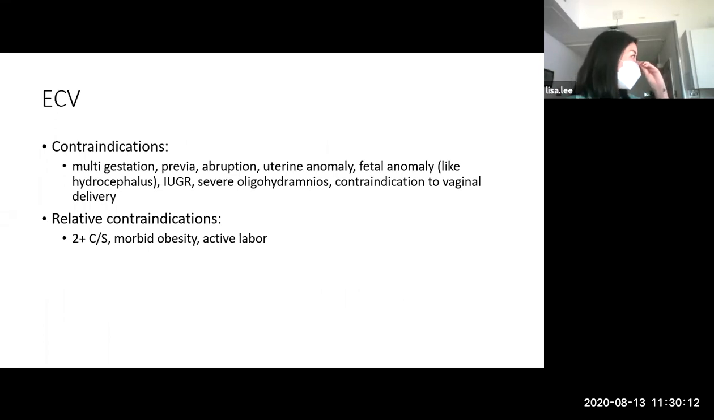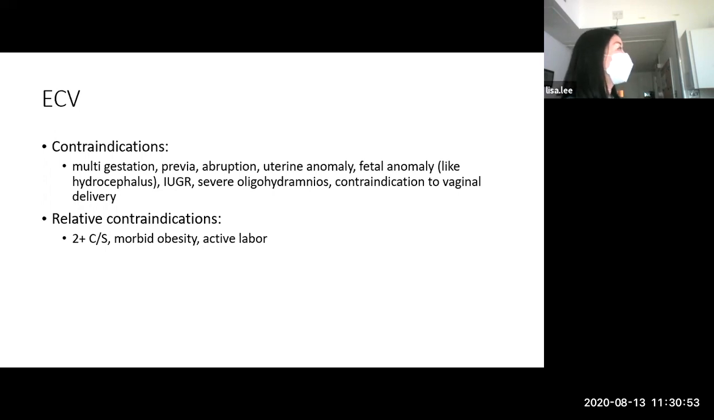Okay, so contraindications: multiple gestation. You don't want to do twin A. It's a different story if you have delivered twin A and then twin B is non-vertex, you can try to vert the baby. Any reason for the patient not being able to deliver vaginally anyway? Like if she has a previa and she can't deliver vaginally anyway, what's the point of verting her, right? If there's signs of placental abruption, bleeding in the last week, uterine anomalies, fetal anomalies like hydrocephalus, IUGR, severe oligohydramnios.